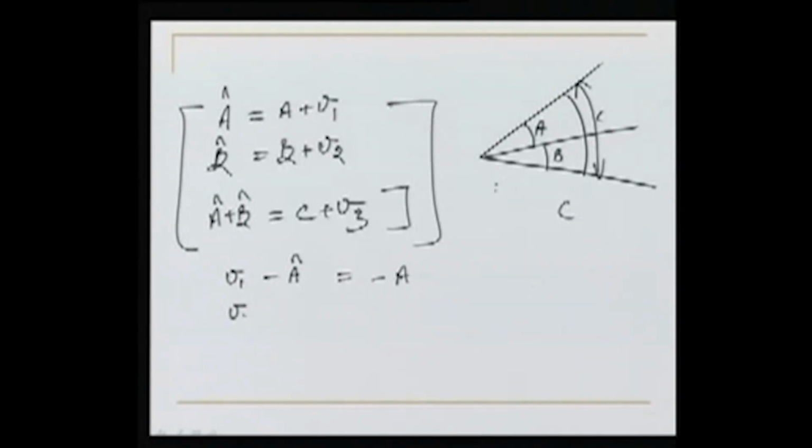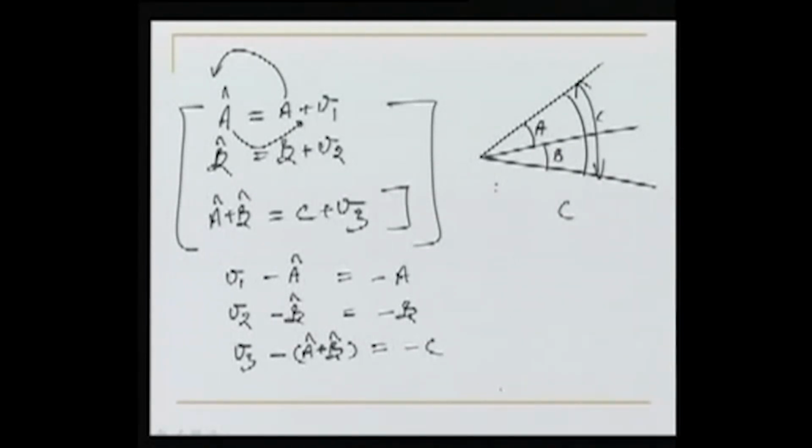Similarly, V2 minus B hat is equal to minus B. What I am doing is, this A is going here and A hat is coming here. So V1 minus A hat is minus A, and V2 minus B hat is minus B. Then similarly, V3 minus A hat plus B hat is equal to minus C.